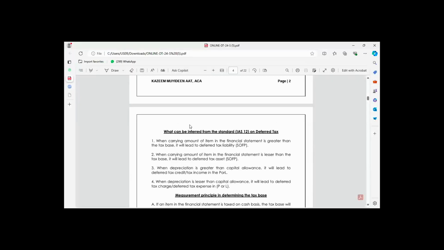What can be inferred from the standard IAS 12 on deferred tax? There are four things. If I'm talking about deferred tax asset or liability, I'm talking about the statement of financial position. If I'm talking about deferred tax on capital allowance, I'm talking about deferred tax asset, deferred tax liability, the balance sheet, SOFP. We are not talking about deferred tax credit or deferred tax charge. You are talking about P or L, period.